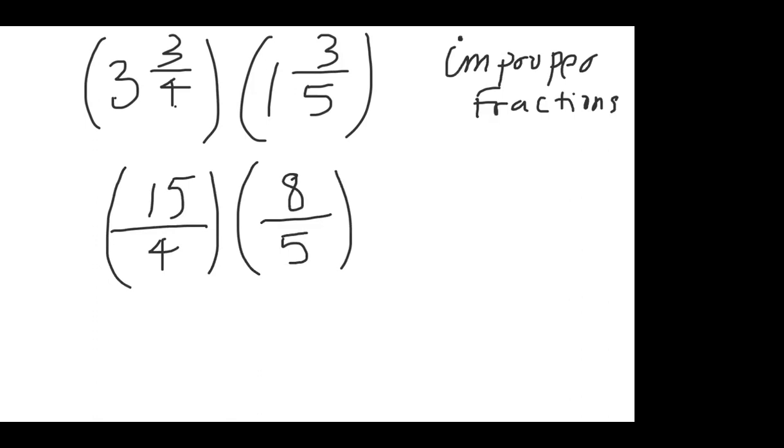So now, just like with the previous problem, we're going to cross simplify. 5 goes into 15 3 times. Let me use a different color. Okay, that's 3. And then 4 goes into 8 2 times. And then you multiply the 3 times the 2. So you end up with 6. There's one like this on the test, guys. Any questions?